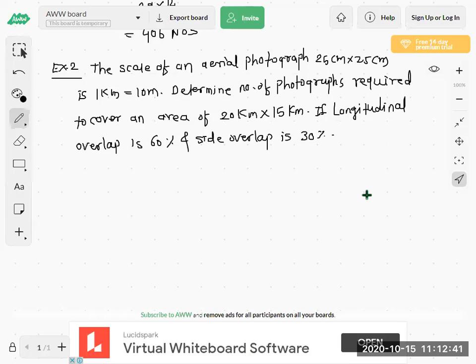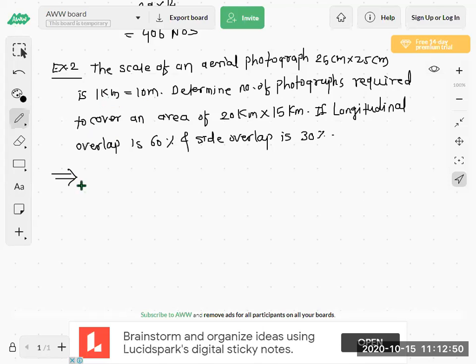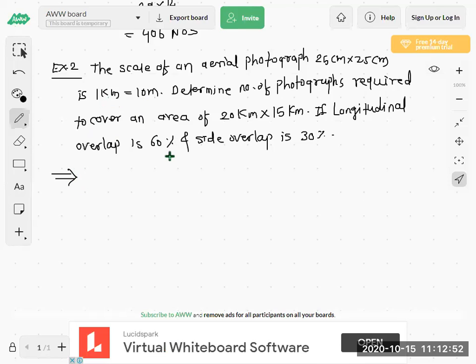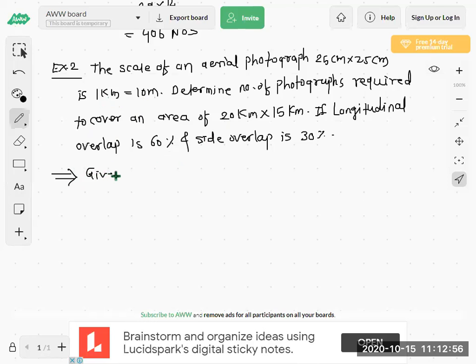Here we have to convert the scale. That is the important part. But before that, we will write whatever data is given. So, write the given data first.